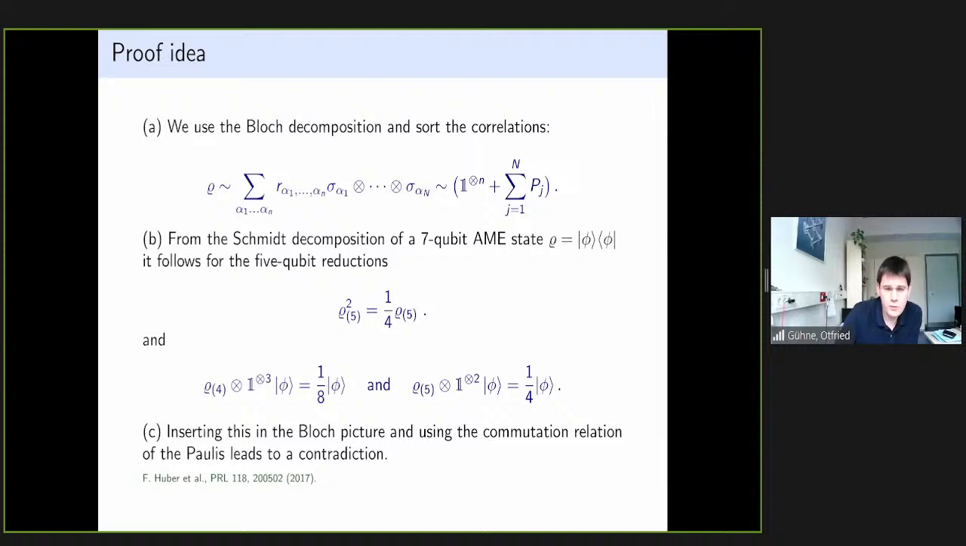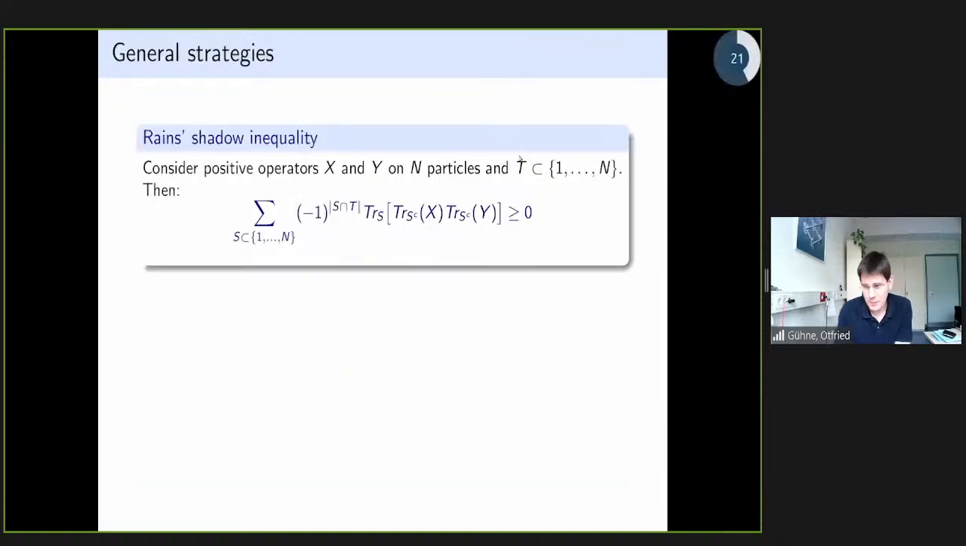Now, if you're looking for some more general things, okay, this was maybe just a specific example where you have a nice proof. If you want to prove some more general things on this problem, then there's something called the Rains shadow inequalities. I mean, what are these inequalities? Actually, they're quite useful. They look horrible, but they're not so difficult to understand. And also to prove them is not so difficult. But okay, it's a matter of taste.